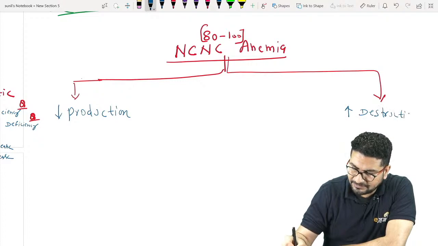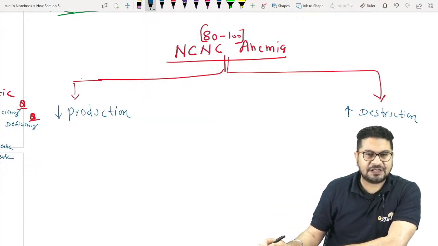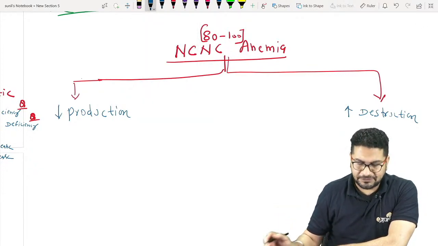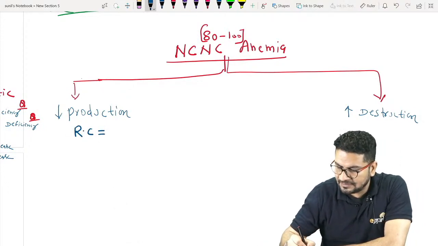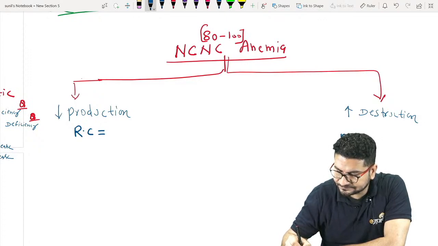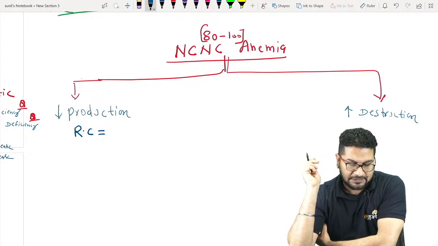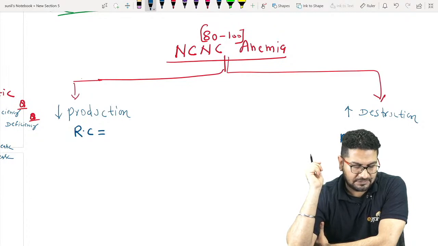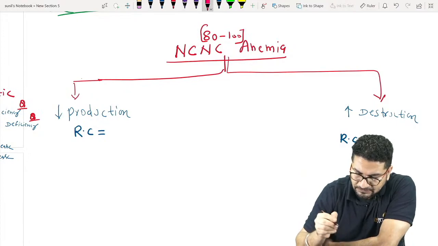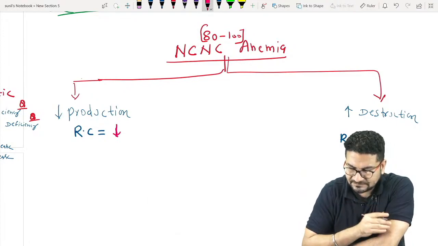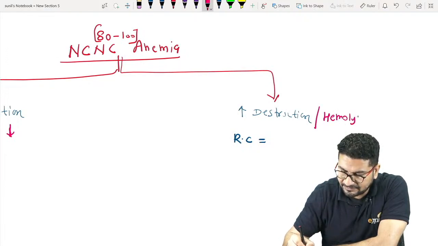Now you will be telling me the answer, guys. If I say anemia due to decreased production, what will not be produced? What about reticulocyte count? Will reticulocyte count be normal, increased or decreased? Tell me the answer. Anemia due to decreased production means nothing is being produced. Baby RBCs are also not being produced. So reticulocyte count will decrease. And if I say increased destruction, this is what we call hemolytic anemia.